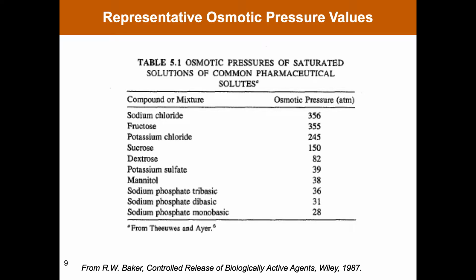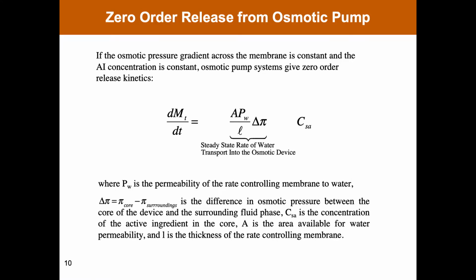This is some example of the kinds of agents that are used for that osmotic release and the sorts of osmotic pressure or chemical potential gradients that can be established. The rate of release in such a device depends upon the cross-sectional area available for water transport, the permeability of water through the water permeable membrane on the back of the device, the thickness of that layer, and then the difference in the osmotic pressure of the core versus the surroundings.